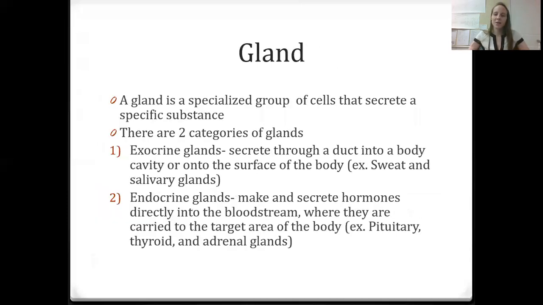Okay, a gland is just a specialized group of cells that secrete a substance, and there are both exocrine and endocrine glands. Exocrine glands are like your sweat glands. They secrete their substance through a duct, either into a cavity in the body or onto the surface of the body. Sweat glands secrete sweat onto the surface of your body. Salivary glands secrete saliva into the cavity of your mouth. Endocrine glands, on the other hand, make and secrete hormones directly into the bloodstream, where they then get carried through the blood to whatever part of the body they're targeting.